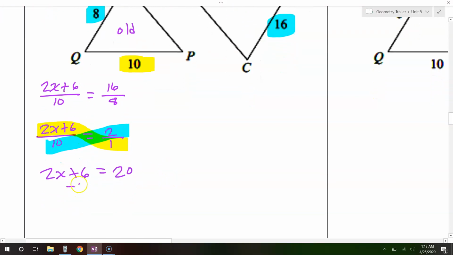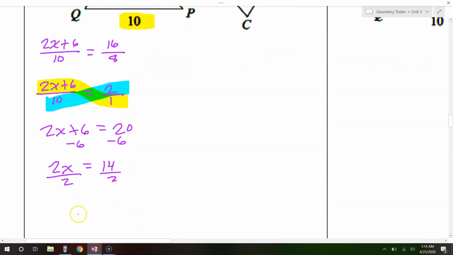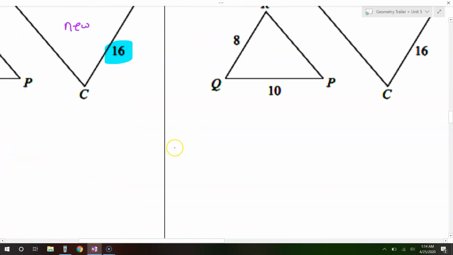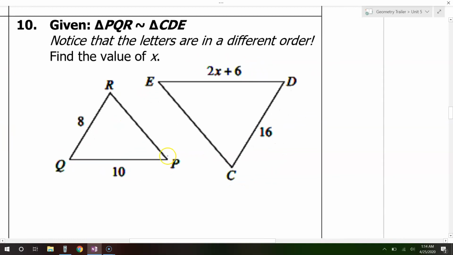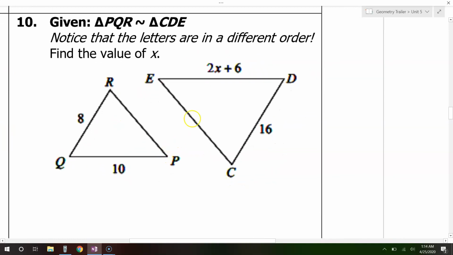All right, and then you just subtract 6 from both sides, so that'll give you 2x is equal to 14, and then you divide both sides by 2, and you get x is equal to 7. All right, how about number 10?